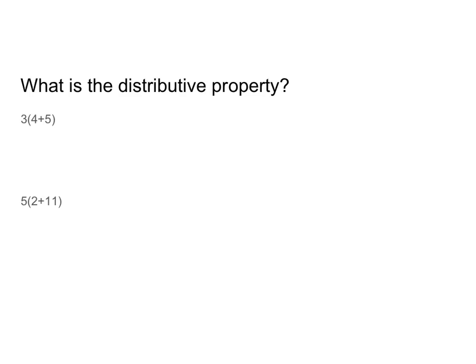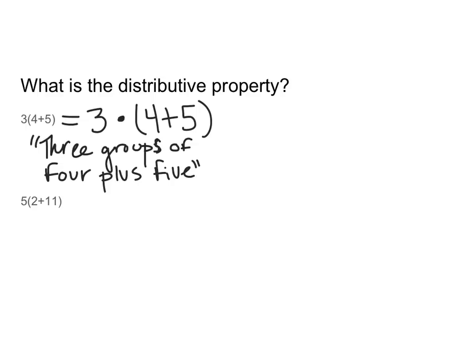So what is the distributive property? Let's start with our example, 3 times the quantity 4 plus 5. The first thing to note here is that this is the same as saying 3 times parentheses 4 plus 5. Whenever you have something right next to parentheses, that means multiplication. So this is sort of like saying 3 groups of 4 plus 5.